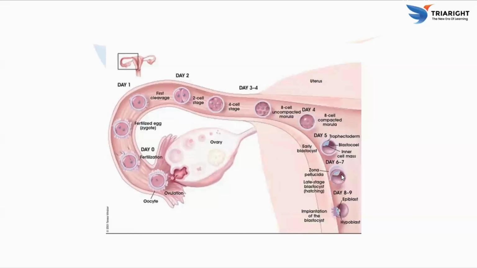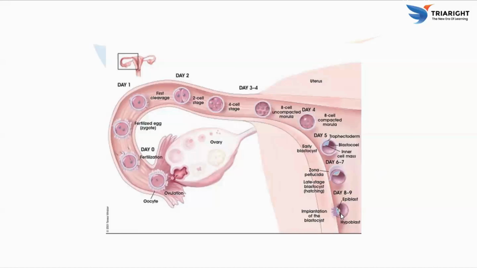So the embryo now hatches soon from the zona pellucida. On day 6 to 7, late blastocyst and hatching takes place. The zona pellucida is a thin protective shell around the embryo. This prevents premature implantation, and hatching occurs. The blastocyst breaks out of the zona pellucida. This is required for implantation. So once free, it can attach to the uterine wall.